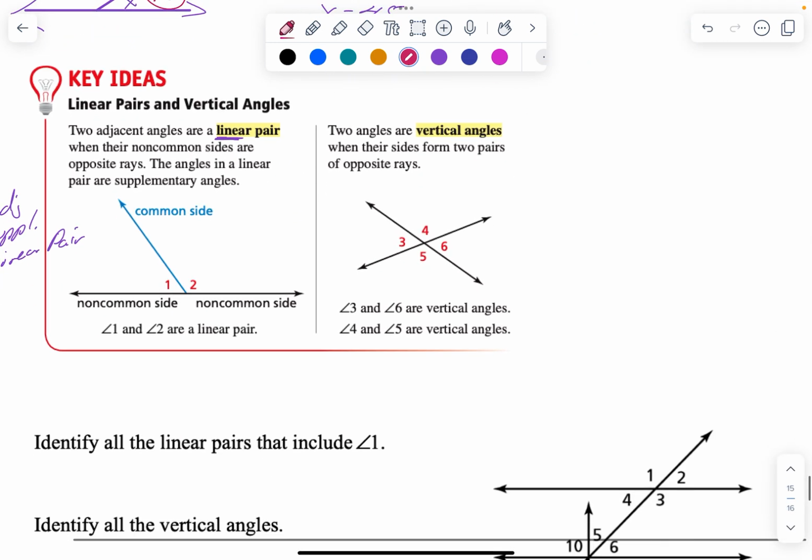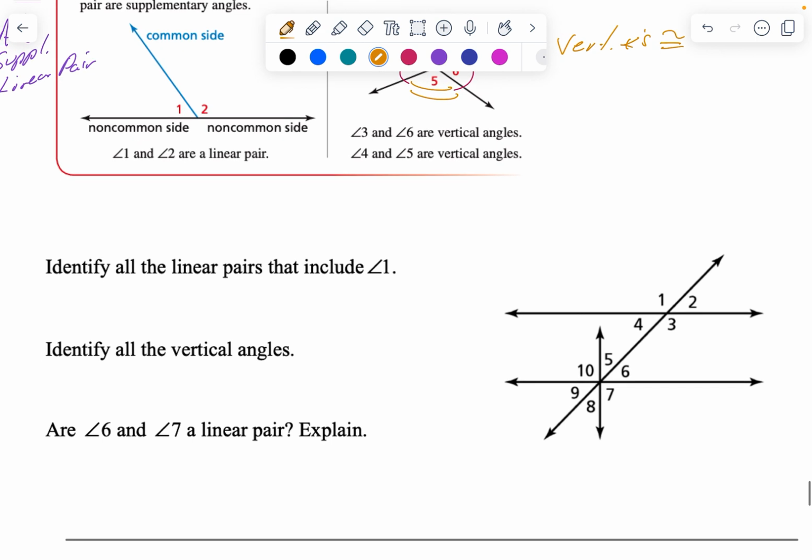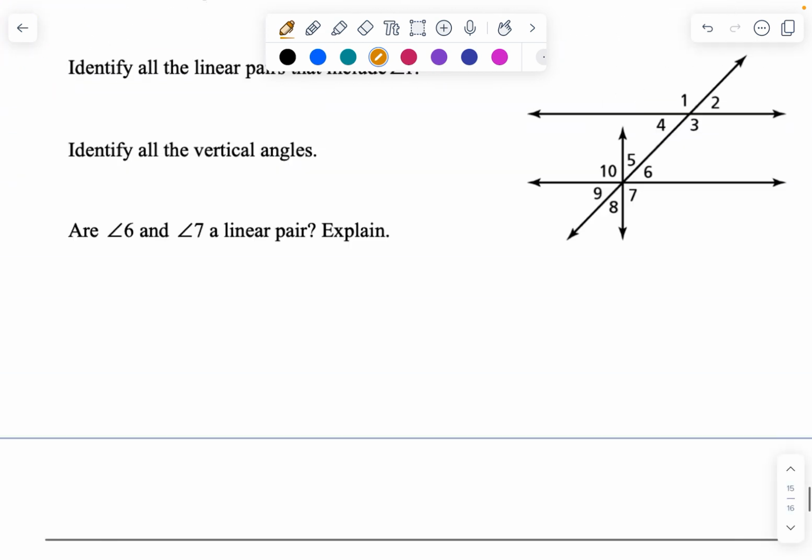All right, now vertical angles. Vertical angles are opposite angles across from each other on the X. So as they show here, 3 and 6 are vertical angles, as well as 4 and 5. Something they don't mention here, but vertical angles are congruent. So in other words, angle 4 and angle 5 have the same measurement. Angles 3 and angle 6 have the same measurement.